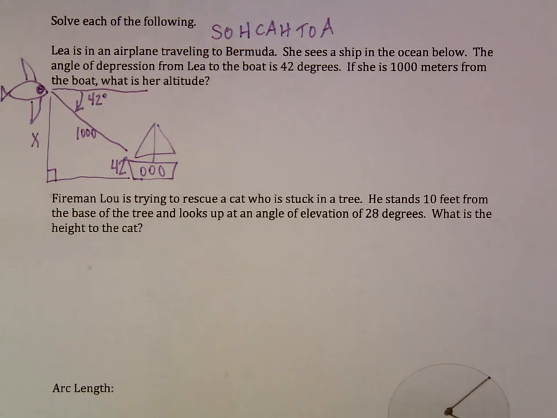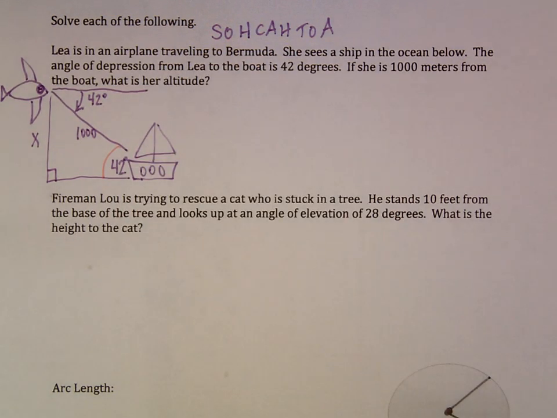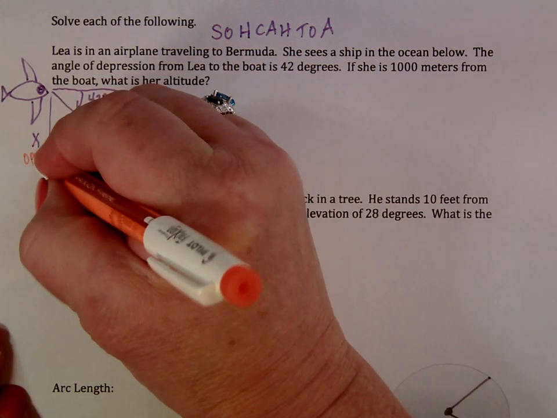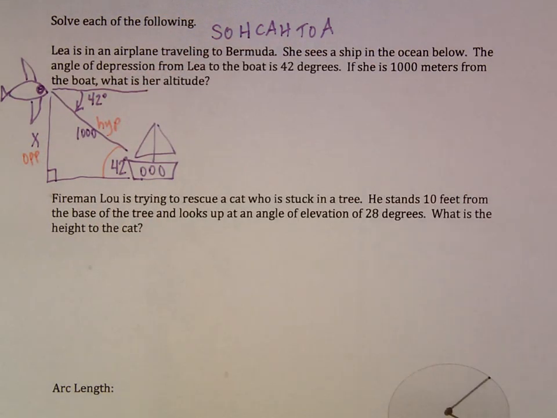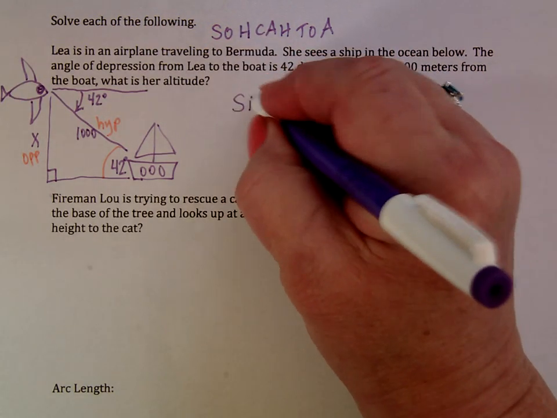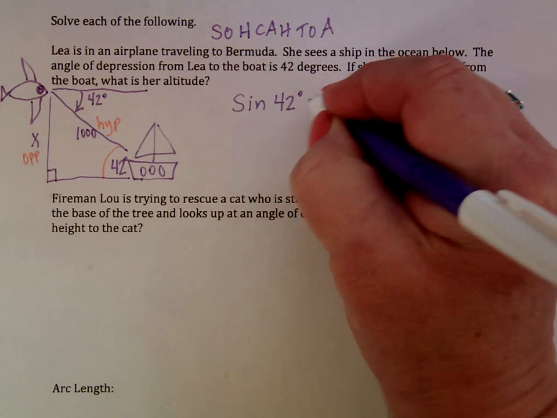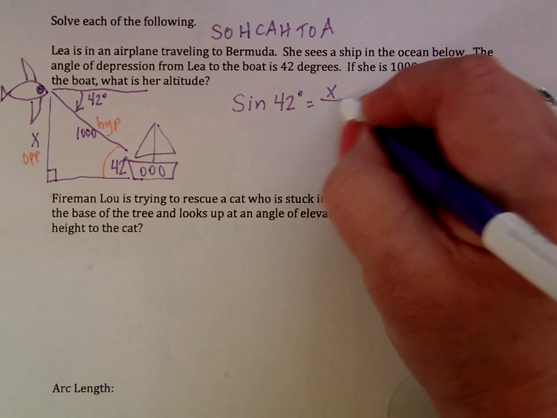Now you need to label up your sides. Here's your angle, 42 degrees down here. X would be the opposite side to that. 1,000 would be your hypotenuse. And so with SOHCAHTOA, you can see opposite and hypotenuse is going to be the sine function. So the sine of 42 degrees equals the opposite, which is x, over the hypotenuse, which is 1,000.